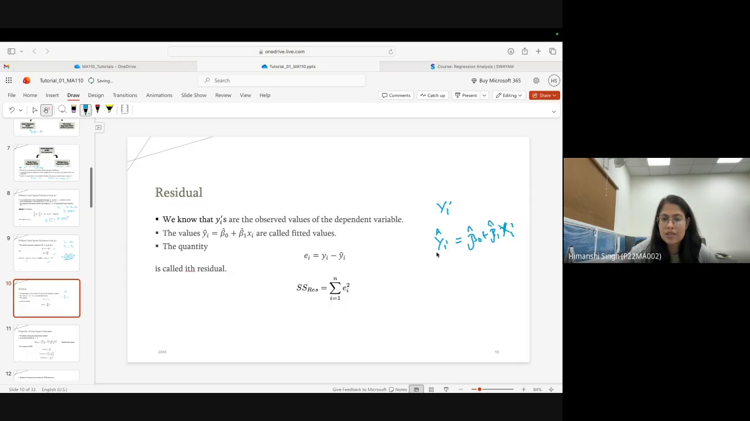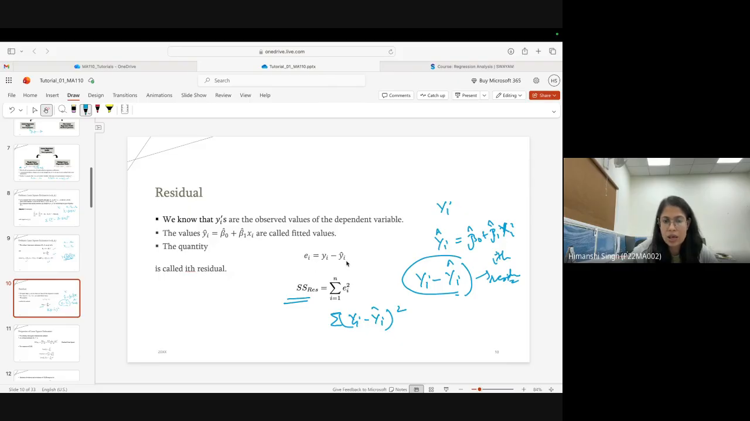Now this difference, yi minus yi hat, is called the residual. So this will be the ith residual. And if I find out the sum of yi minus yi hat whole square, we call it the residual sum of squares, which is represented by SSres. This quantity is very useful, and we will see further that it is used many times. And this ei, which is yi minus yi hat, is called the ith residual.